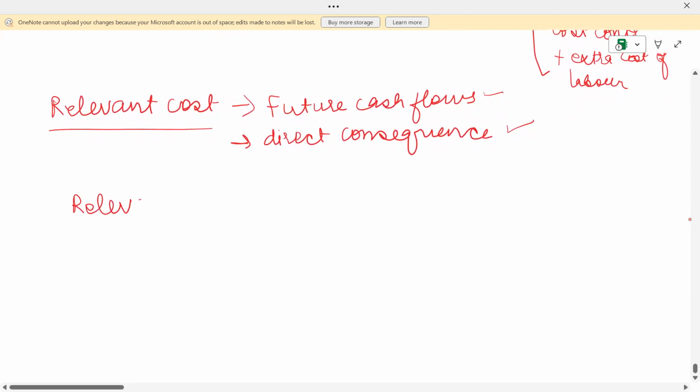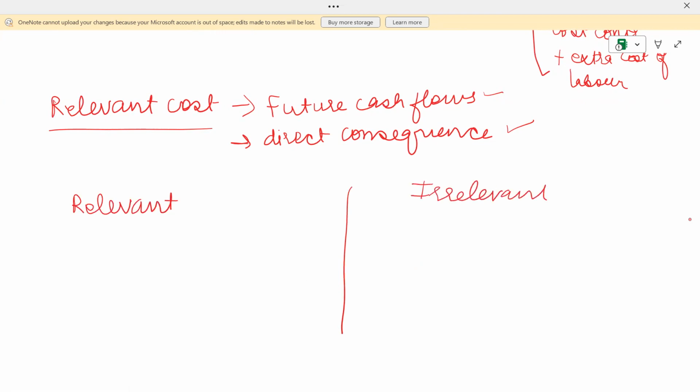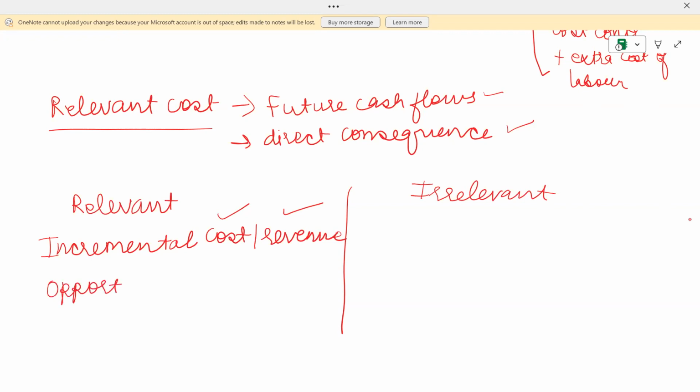There is also a possibility for us to classify some of the common costs into relevant and irrelevant. So when it comes to incremental costs, they will always be relevant. Incremental basically means anything which is additional, anything which is extra because of the decision. So anything incremental, cost or revenue, both will be relevant. And another thing which will always be relevant is the opportunity cost, which is the cost of the next best alternative that you have foregone.